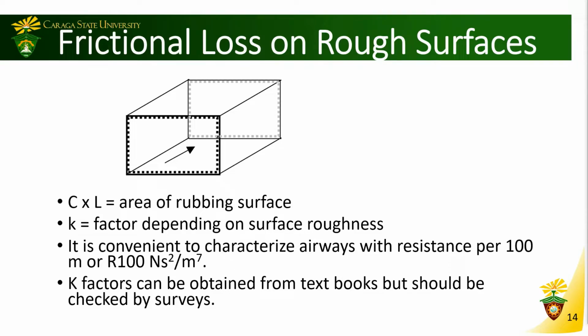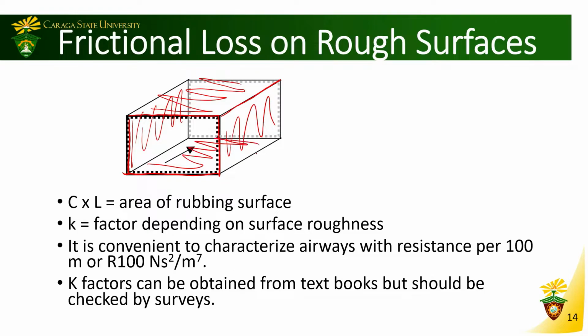So what are the surfaces that would be exposed to the moving fluid, for example air, in our ventilation ducts? It is the circumference or the perimeter, in this case, since it is rectangular, multiplied by the length. So in essence, this would be all the surfaces that are rubbing with the fluid. Okay, so that would be the area of what we call the rubbing surface.